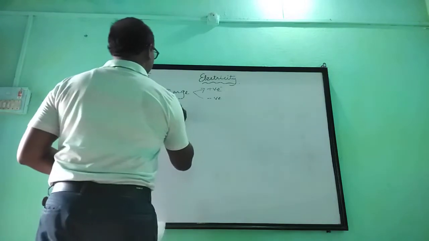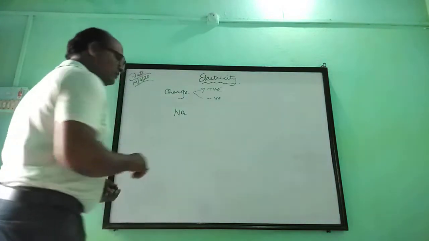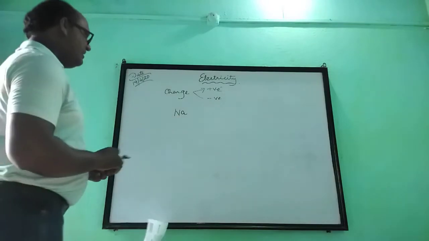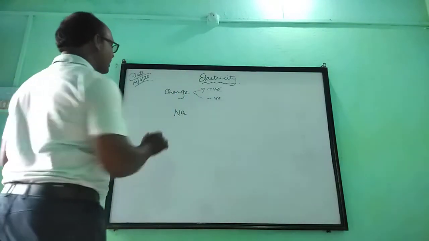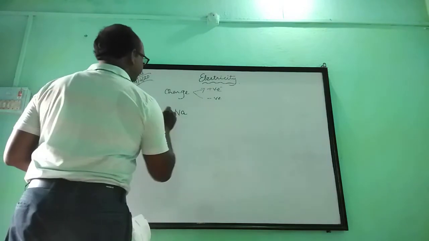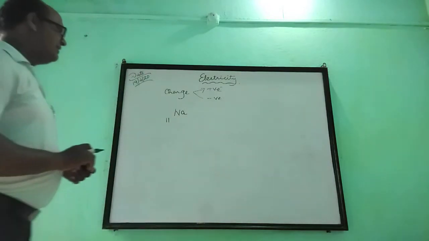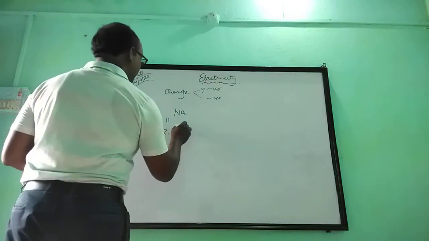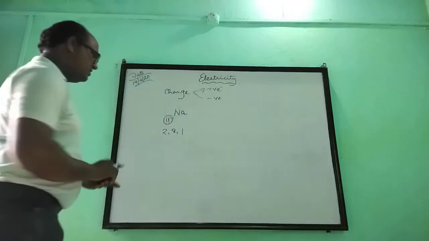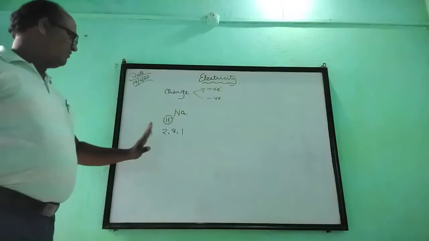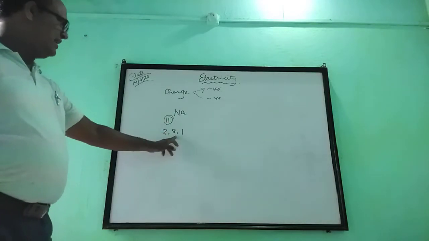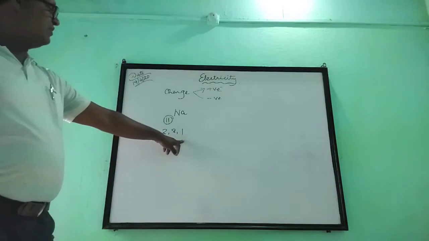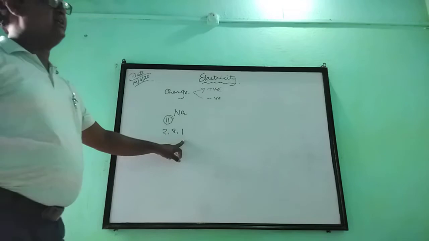How? Sodium. The symbol of sodium is Na, and it's a metal, and its atomic number is 11. The electronic configuration of sodium is 2, 8, 1. The number of electrons in the first cell is 2, second cell 8, and third cell 1. That is the outermost cell. And the number of electrons in the outermost cell is called the valence.